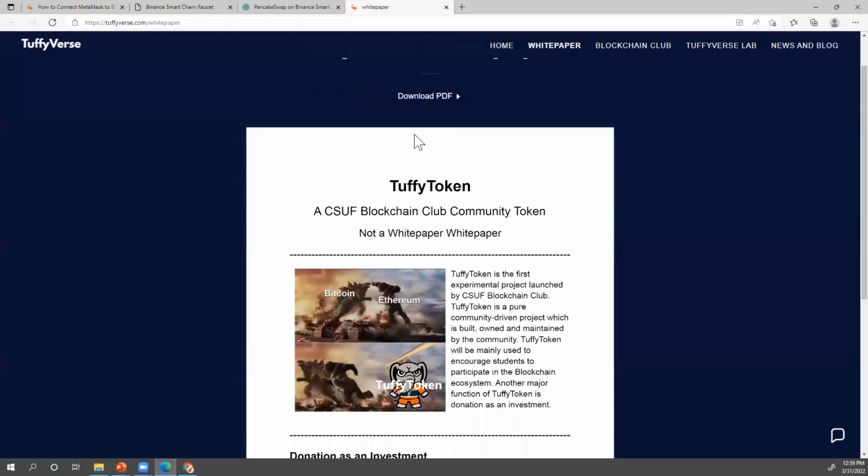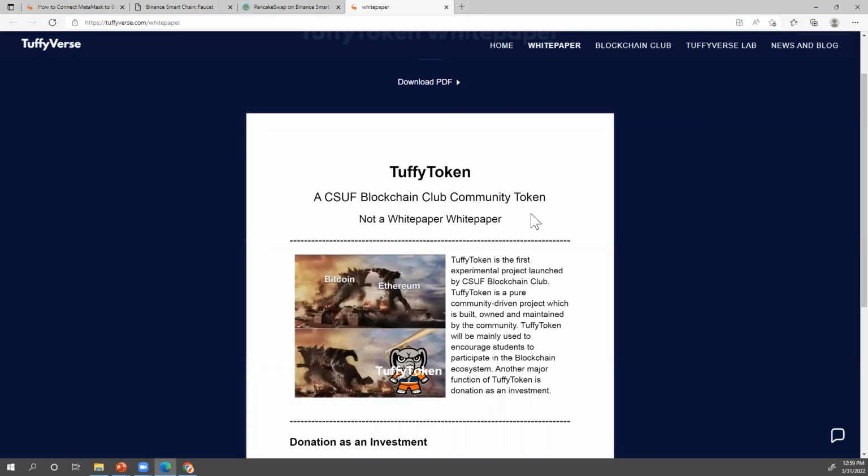Here is the white paper of Taffy Token. This token is a club token, used as a membership token for the club members. I actually planned this project and the club with several students about 2 or 3 years ago. At that time, we felt we needed students and faculty at CSUF who want to work together and contribute together to make the community stronger. That is the idea where the club comes from.